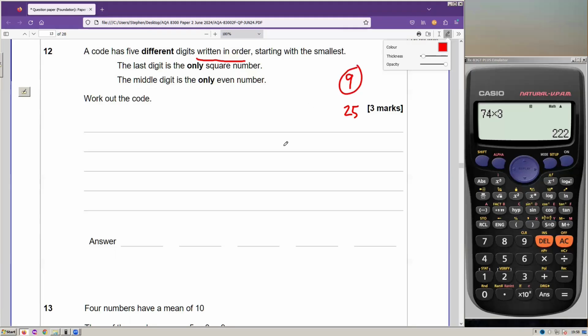Let's try 9. So let's say the last one is 9. If you go back in order of 1, 8, 6 has got to go there. 5 different digits written in order. You can't have another even number. That'll be 7 there.